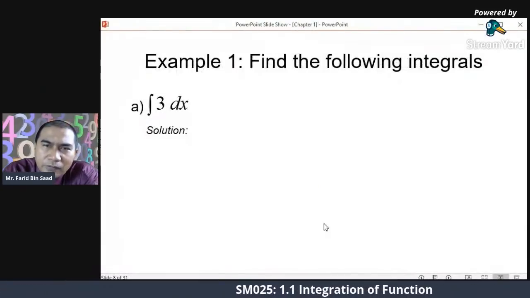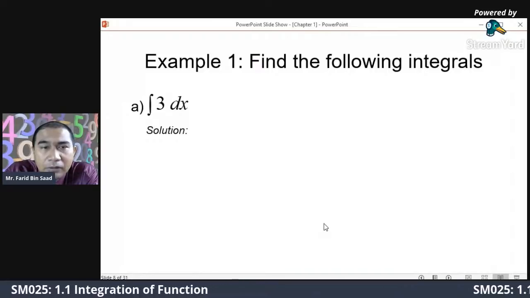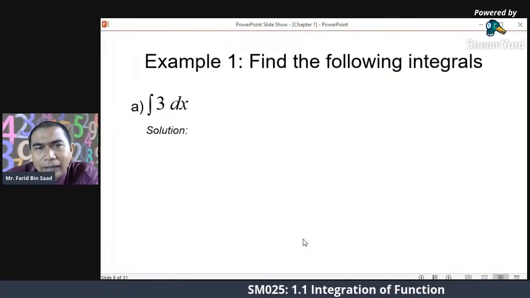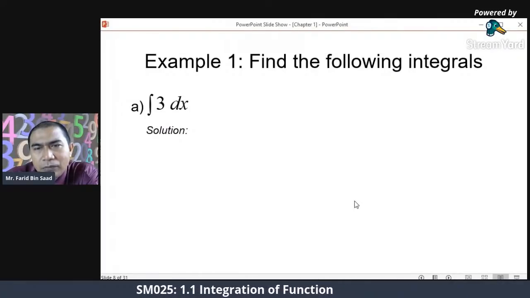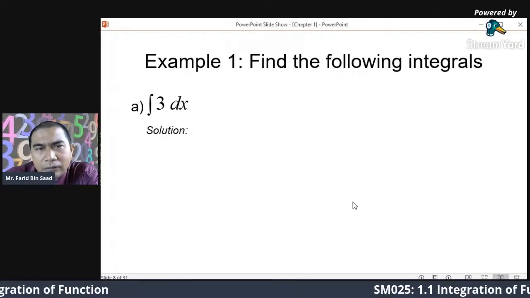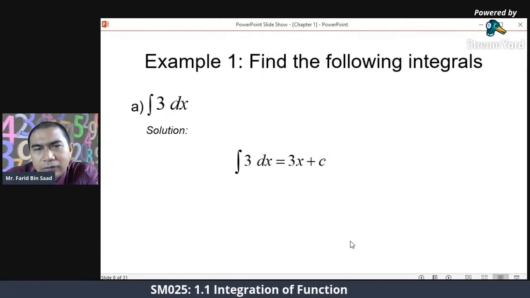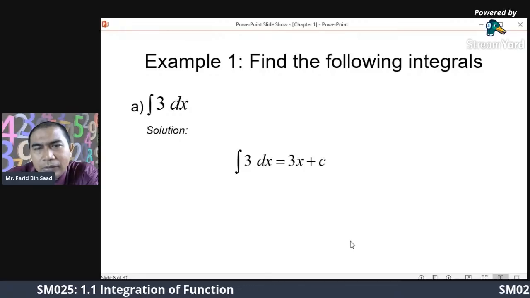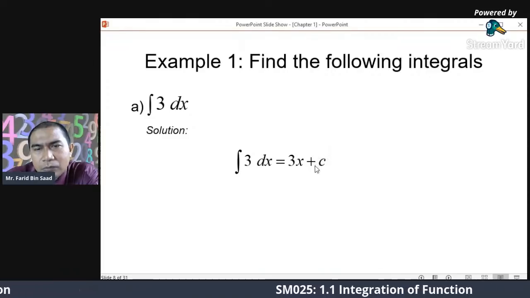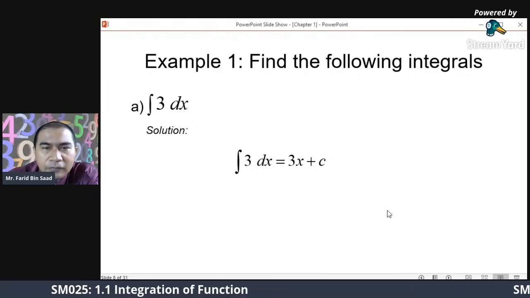Example 1. Find the following integrals. You can refer to the notes. Integrate 3 dx. So what is the solution? Before that, what is the basic rule that we use for this one? It is the first rule. So integral of 3 dx is equal to 3x plus c. But please do not forget to put c at the end of our answer.